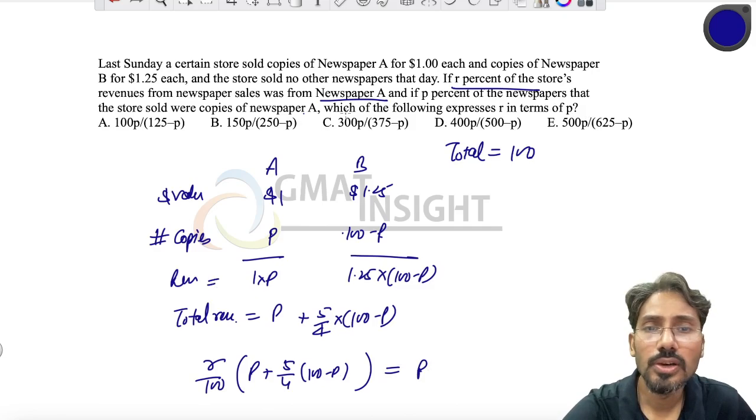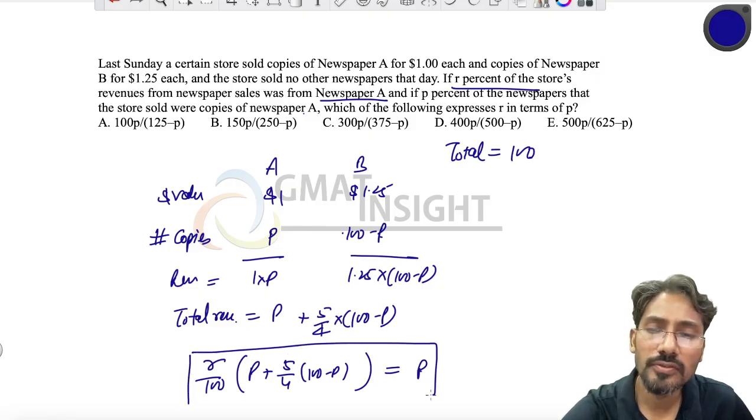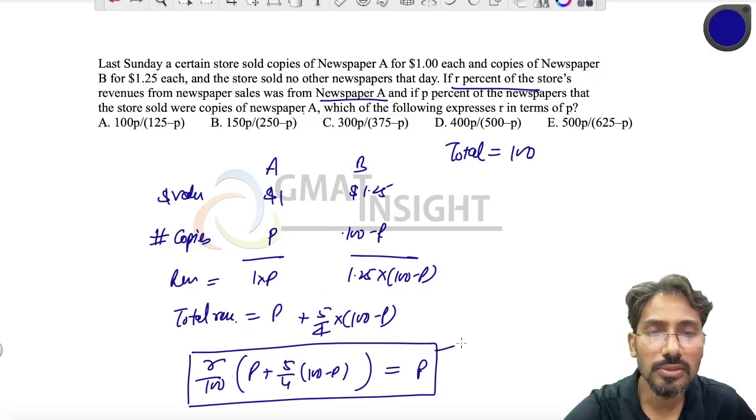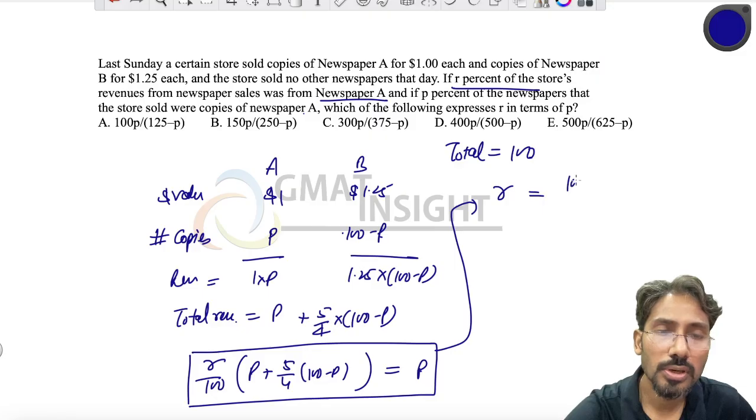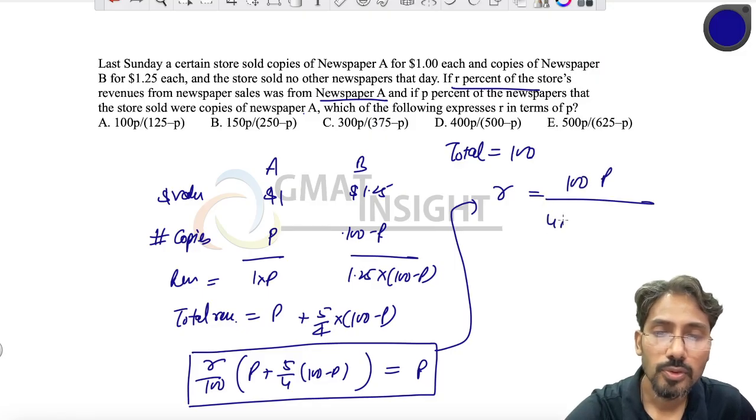What do we need to find out? Which of the following is R in terms of P? So we just have to simplify this and get the value of R in terms of P. Let's quickly do this here. So we can say R is equal to 100P divided by (4P plus 5 times (100 minus P)) and the whole thing divided by 4.